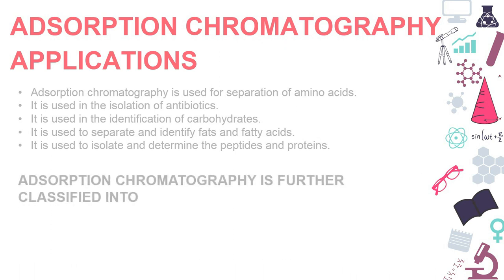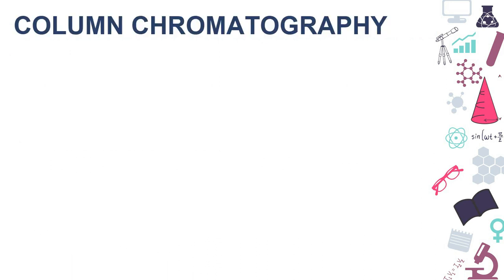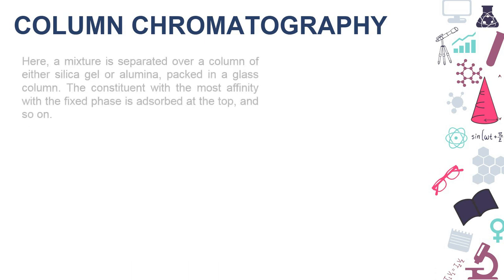Now, this adsorption chromatography is further classified into two types, that is column chromatography and thin layer chromatography. Let us start with column chromatography. Here, a mixture is separated over a column of either silica or alumina gel, which is packed in a glass column, and the constituent with the most affinity for the fixed phase is adsorbed at the top, and the others at the bottom, and so on.